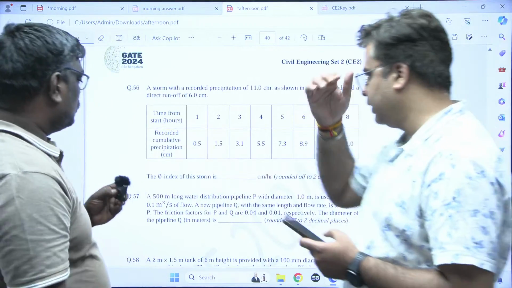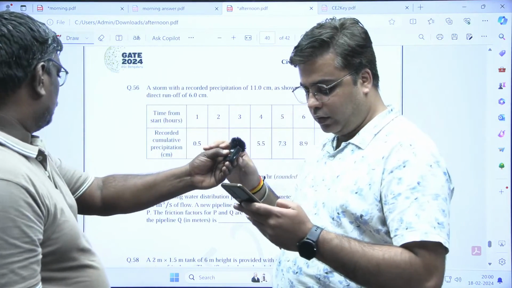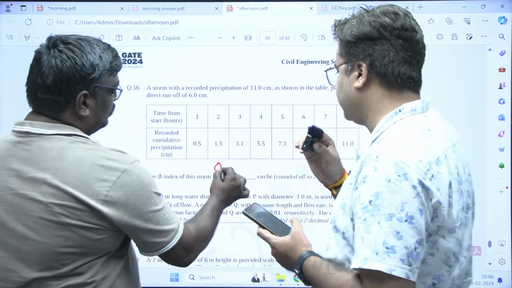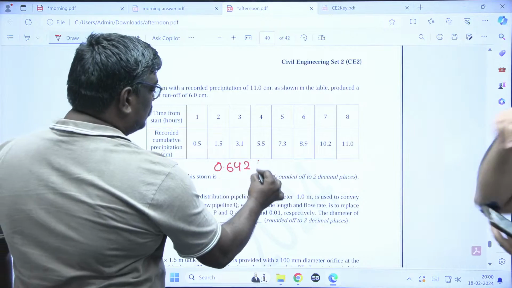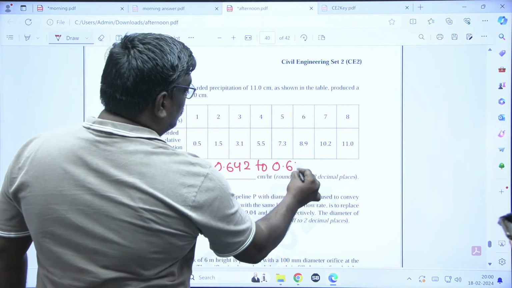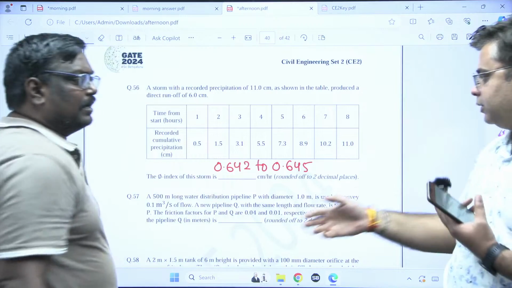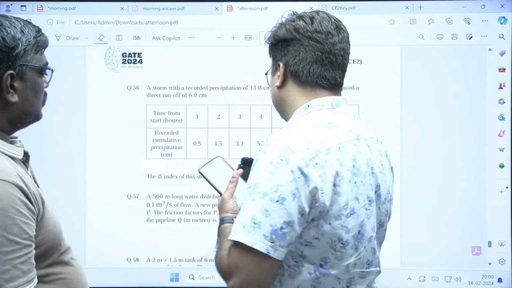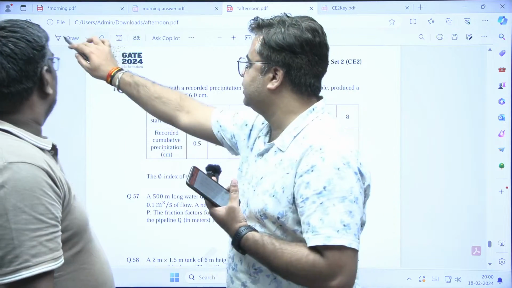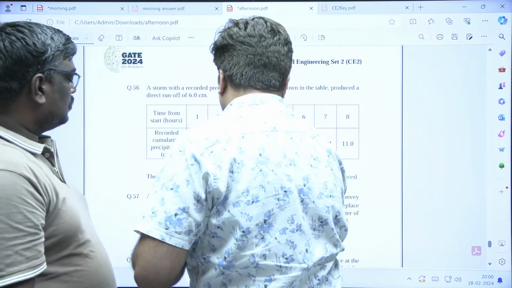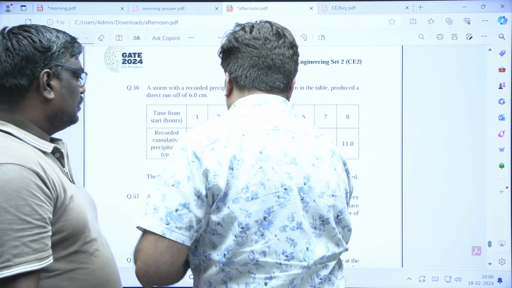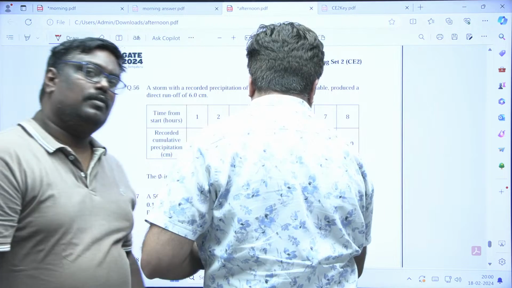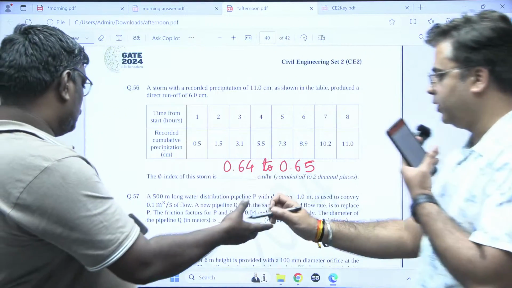Next, this one is question number 56. Sorry, for question number 56, the range is 0.64 to 0.65. This we got, sir. This is the index, no, sir? Centimeter per hour. So this is 0.64 to 0.65. Okay. This is the range for question number 56.